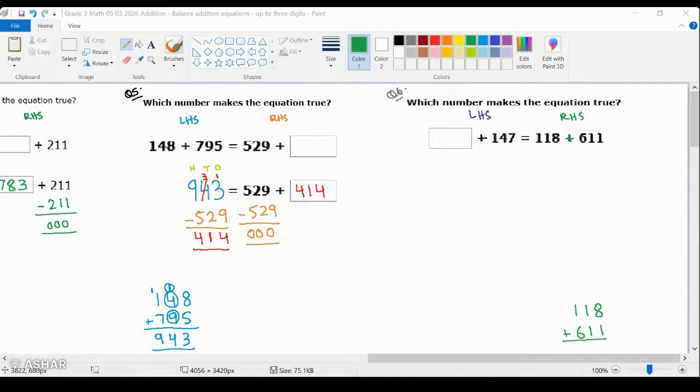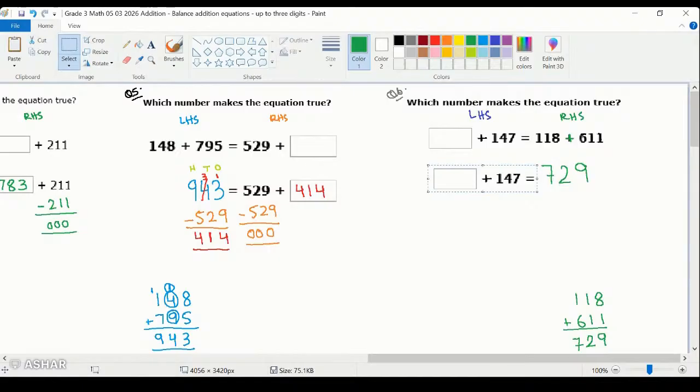8 plus 1 becomes 9. 1 plus 1 becomes 2. And 1 plus 6 becomes 7. So can we say the numbers on this side are 729? Perfect. Thank you.